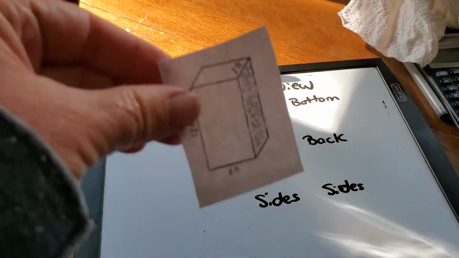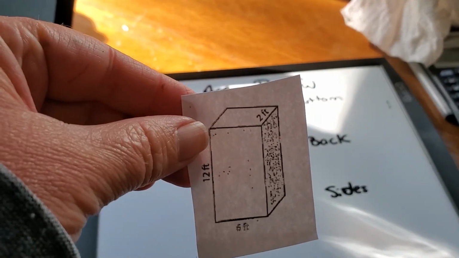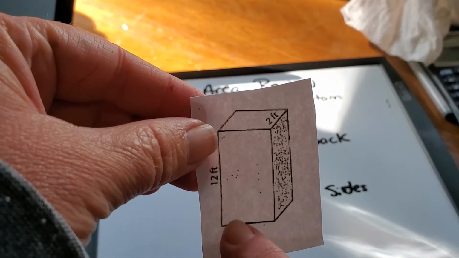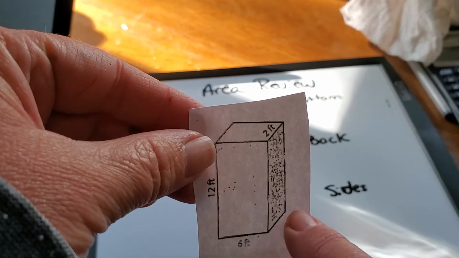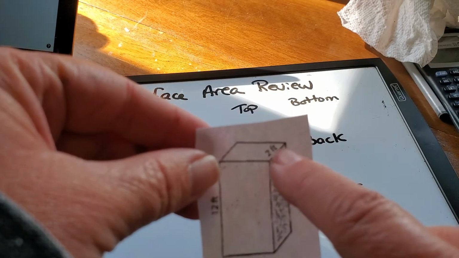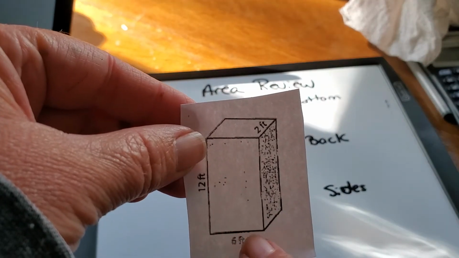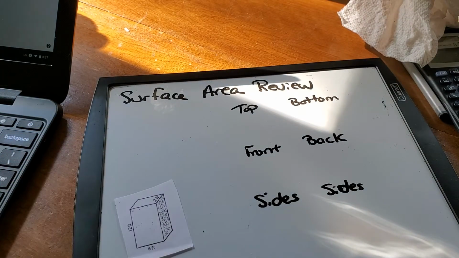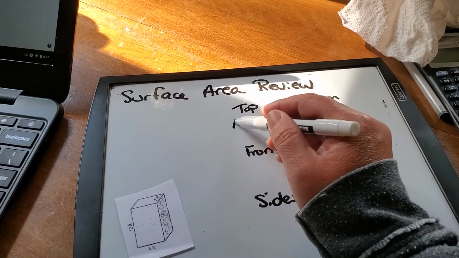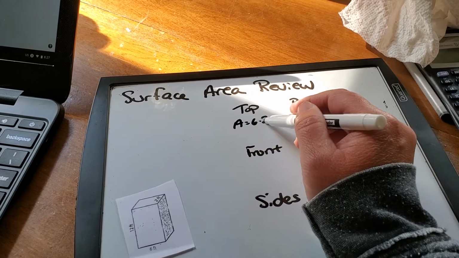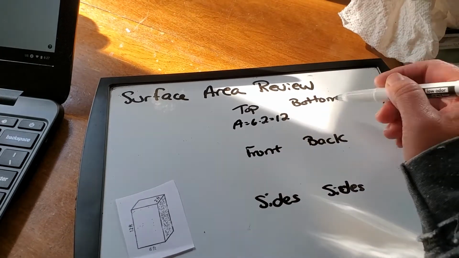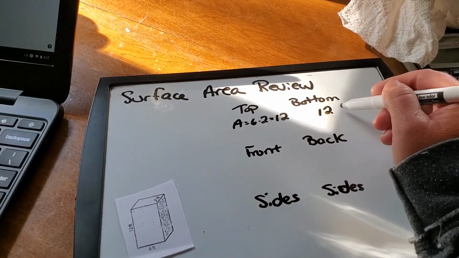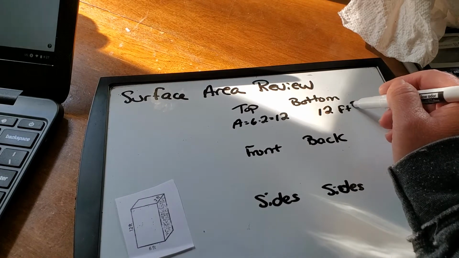Well, look at the top and the bottom of that box. They have a length of 6 and a width of 2. It'd be the same as this up there. So to find the area of the top or the bottom, we could just do 6 times 2. So that's the top, but it's also the bottom. That would be 12 square feet because it's area.